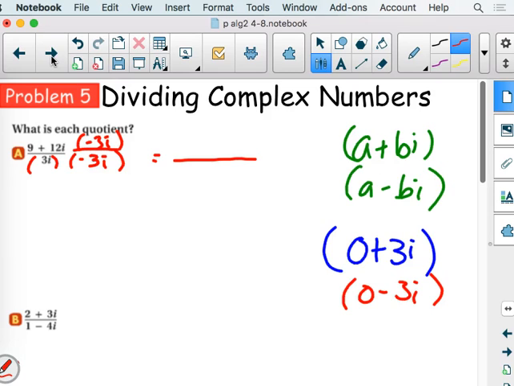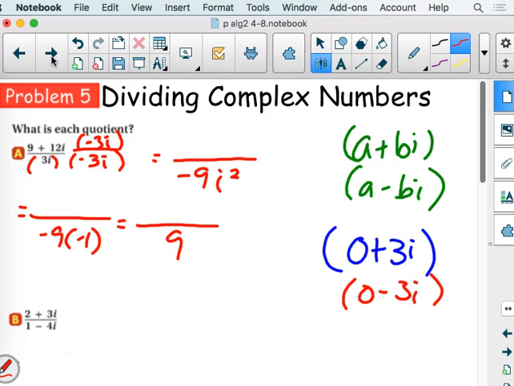So 3 times negative 3 would give me negative 9, and i times i would give me i squared. Well, I still have i in the denominator. But I don't really, do I? What's i squared? It's negative 1. So this is really negative 9 times negative 1, which means my denominator is going to be 9, which is exactly what I wanted to happen. I can't have imaginary in the denominator. I can have them in the numerator. I just can't have them in the denominator.